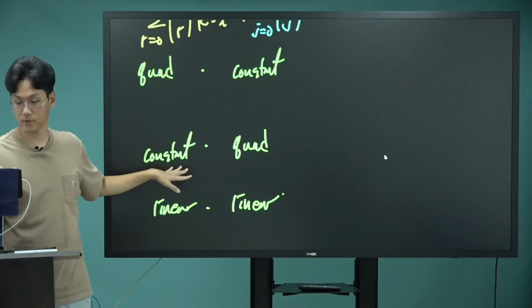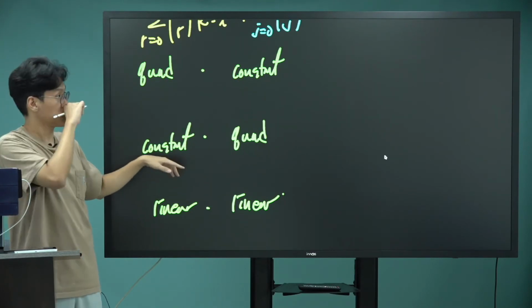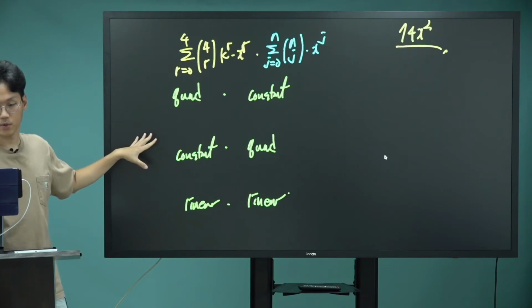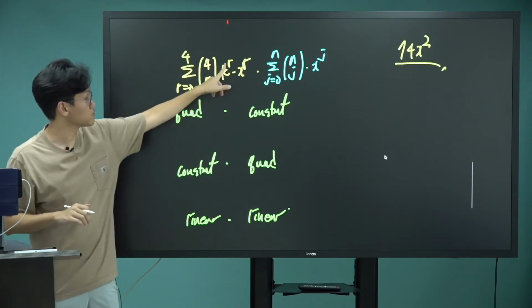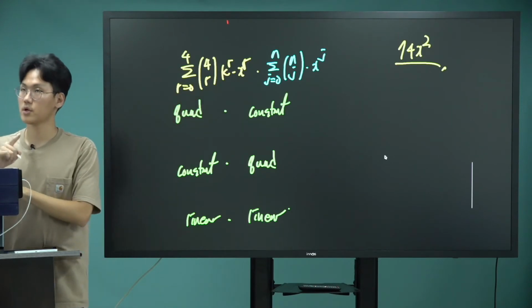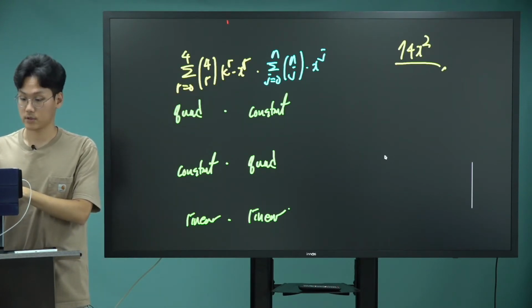Expansion of a quadratic term. That is going to be the expansion of a quadratic term. So let's have a look at the quadratic term coming from here. That's when r is equal to 2, right? 4 choose 2 is the same as 6. I really hope that you guys are able to compute that quickly by now. So 6 times k squared x squared.